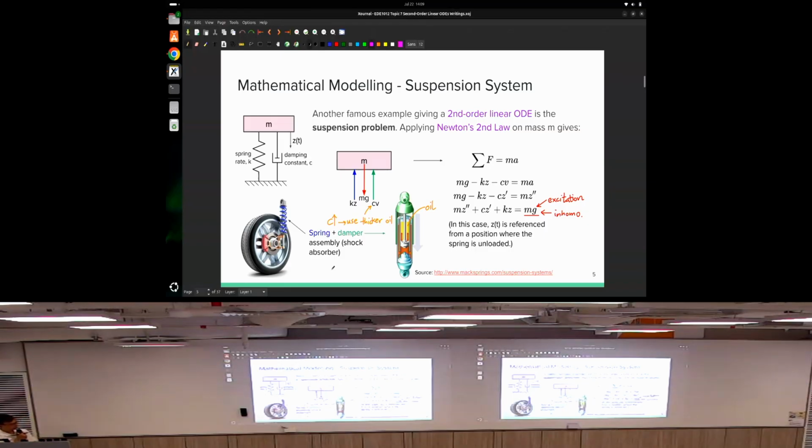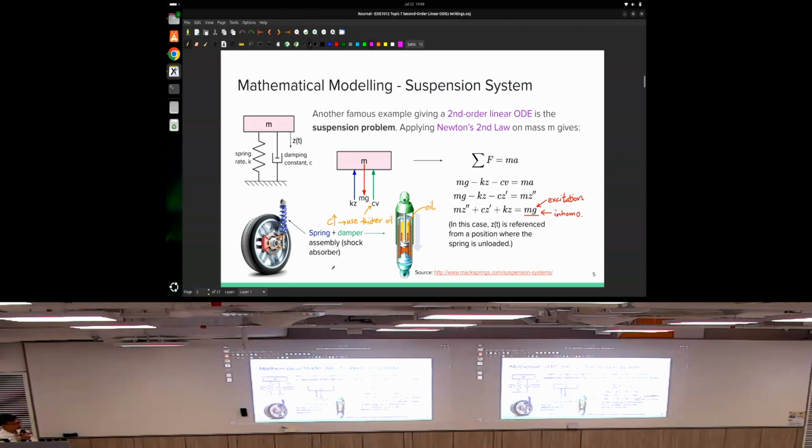Okay, so like a building, there's stiffness. Like a bridge, there's stiffness. Like a cantilever, there's stiffness. Like your body, there's stiffness. So therefore, as long as an object has stiffness, it's going to vibrate. And as long as it vibrates, then it can be modeled using the second order linear ODE.